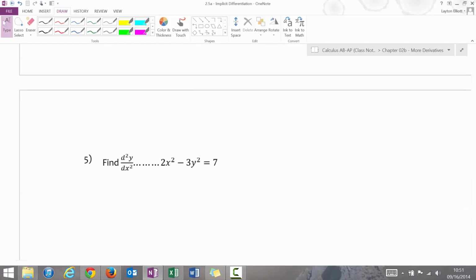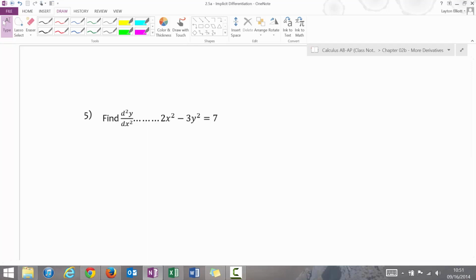Okay, next one I've got find the second derivative. So to find the second derivative, we're first going to find the first derivative. Actually, I don't want to write y prime equals. And you notice I haven't been doing that because it's kind of pointless now. We just want to start taking the derivative. 4x, then minus 6y, and put a y prime in there, equals 0. And I get y prime is equal to 4x over 6y, which is the same thing as 2x over 3y.